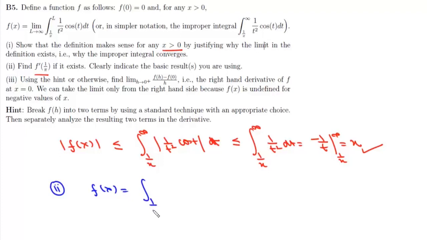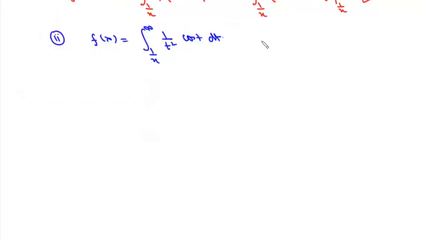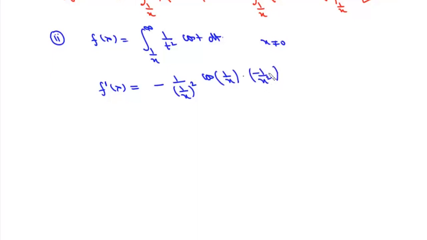which is the integral from 1 upon x to infinity of 1 upon t square cos t dt. Now if x is unequal to 0, we can use the Newton-Leibniz formula. So we can write f dash x. Now this is minus, and it will be 1 upon x square cos 1 by x, and here it will be minus 1 upon x square. Now this minus and minus cancel, and x square will also cancel.